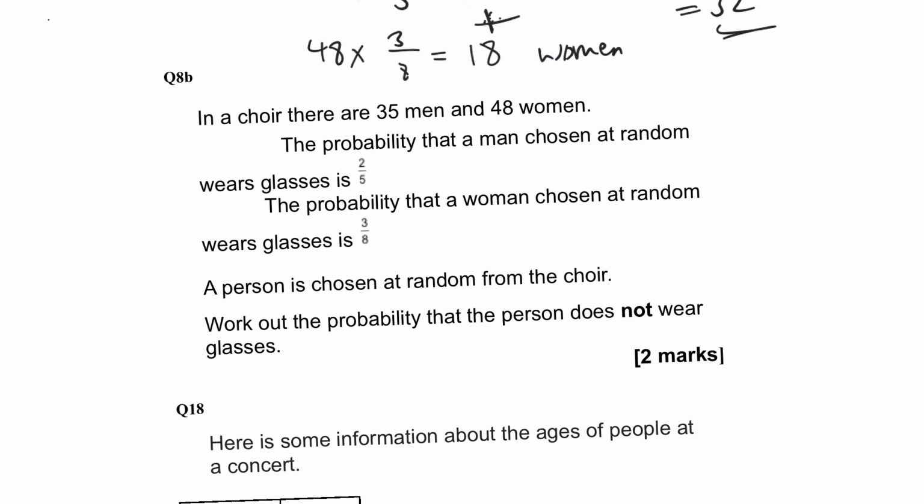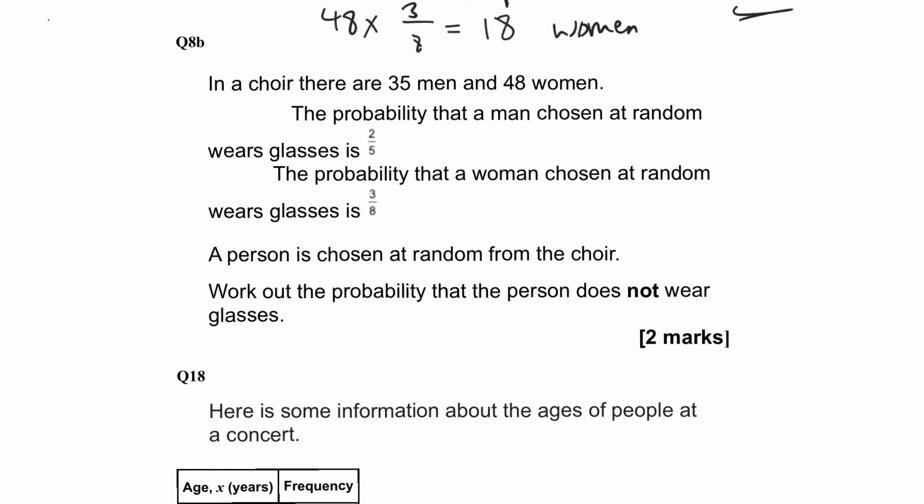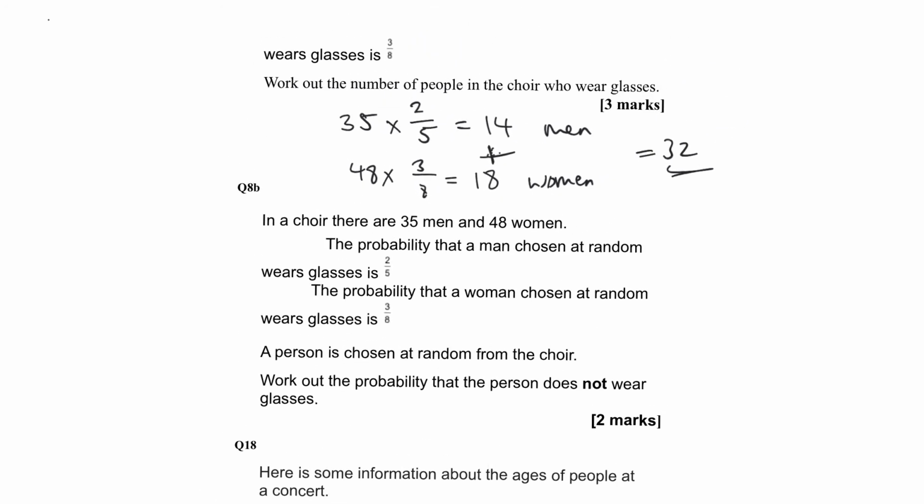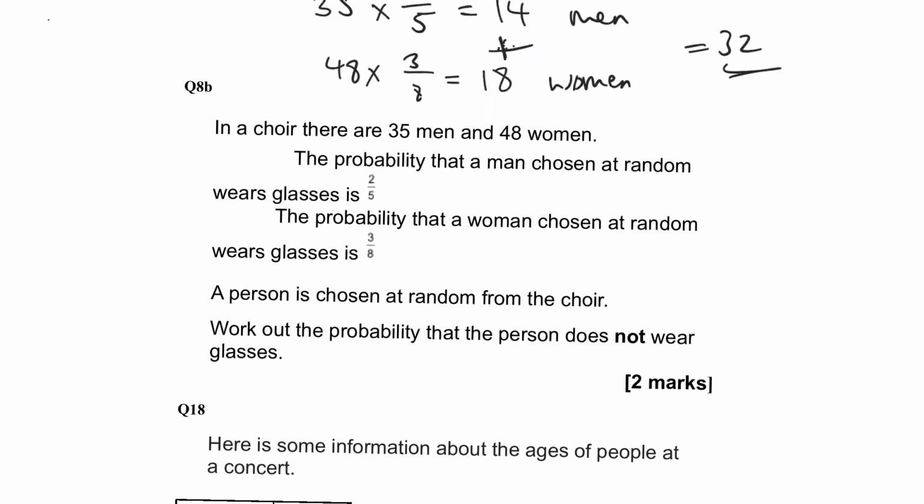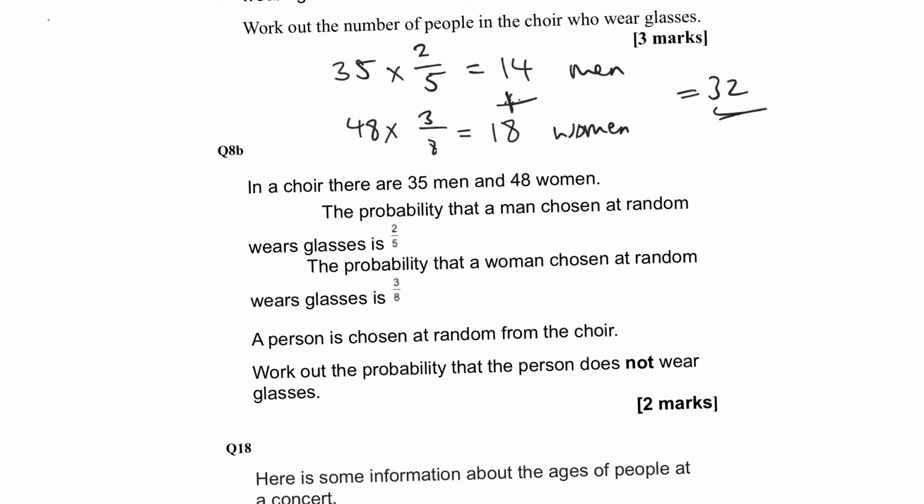Then again, same question, but a follow up. This time it says work out the probability that the person does not wear glasses. So I'm just zooming out so we can see the total number of people wearing glasses, because that's going to help us. The total number of people is the 35 men plus the 48 women, so that would give you a total of 83 people. If we know 32 wear glasses, then the people that don't wear glasses would be 83 minus 32, and that would be 51.